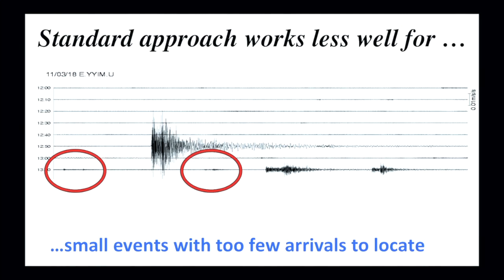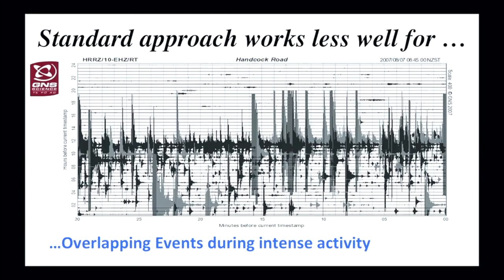Earthquakes follow a power law. For each magnitude unit decrease, there's a factor of 10 increase in the number of earthquakes. And so there's a lot of information that we're losing, at least on the temporal evolution of earthquake sequences, if we don't get all these little earthquakes.